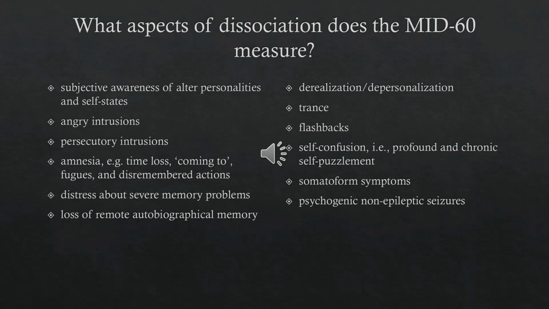For example, conversion blindness, where somebody suddenly can't see, or they can't hear, or they can't move. And psychogenic non-epileptic seizures. So these are seizures that look like epilepsy, but they're not. They can be a reenactment of specific traumas, or all jumbled together. But there's no organic cause that's been found.